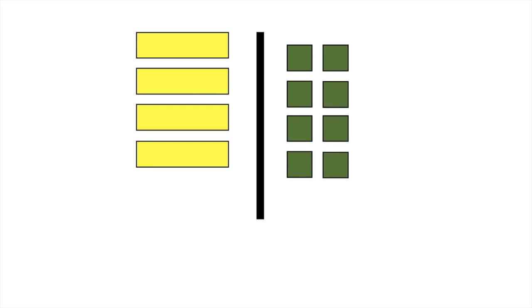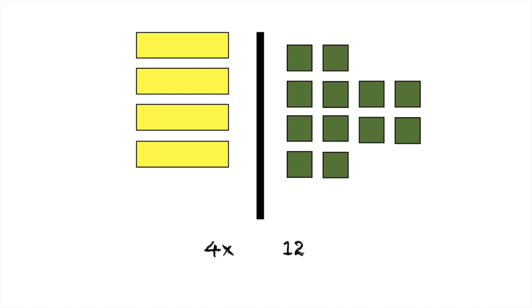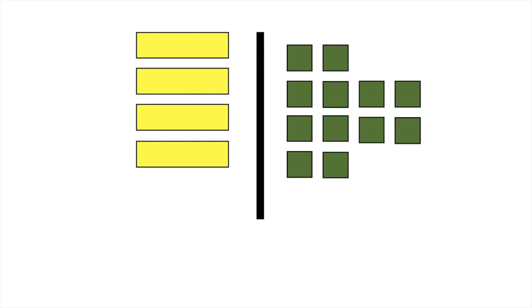We have 4 x pieces and 12 units. We want to know how much each x piece is worth to make our equation balance. Now what do we have here? We have 4 x pieces and there are 12 of our units. We can write it down as 4x is equal to 12. Can we tell what x is right now?